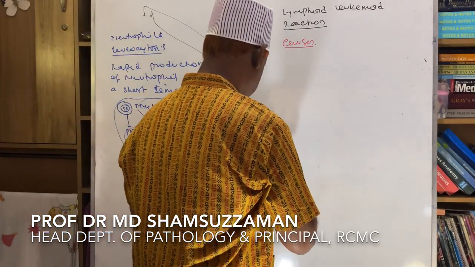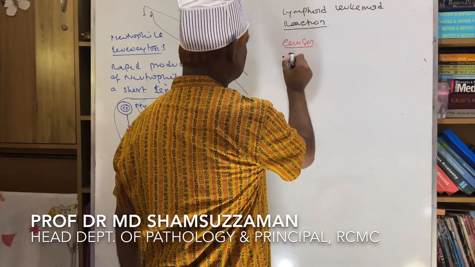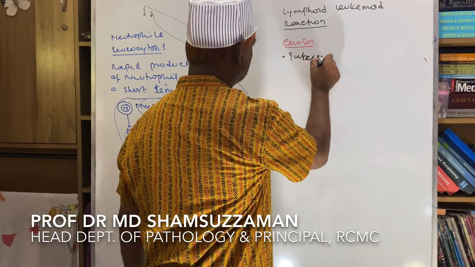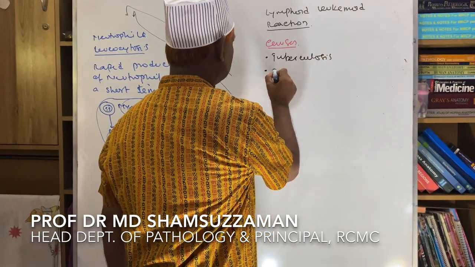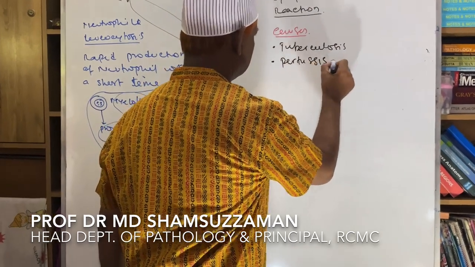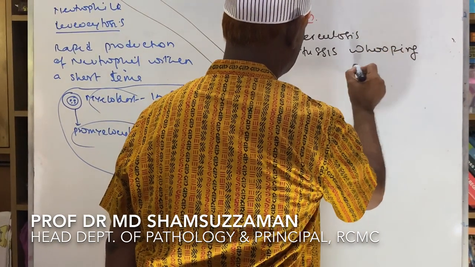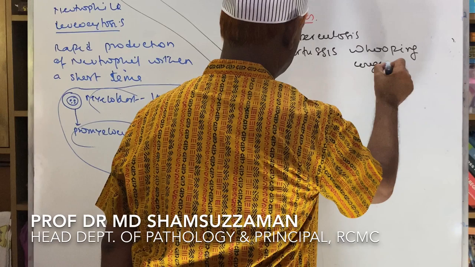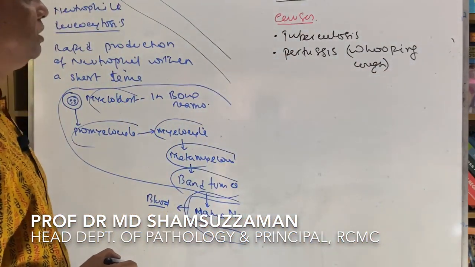Now to come to causes. What may be the causes? It may be tuberculosis, pertussis, whooping cough. So these are the causes of lymphoid leukemoid reaction.